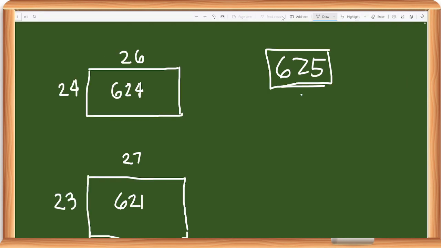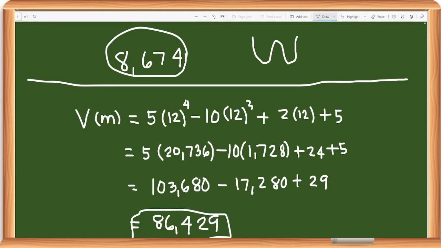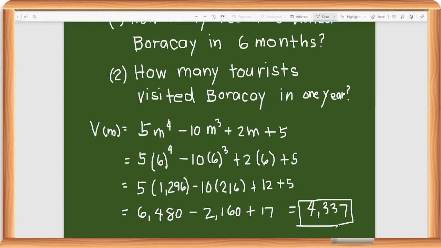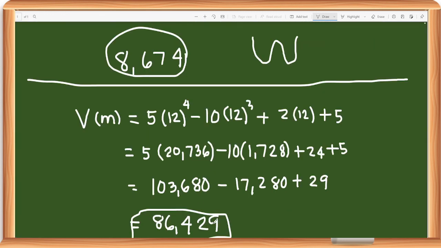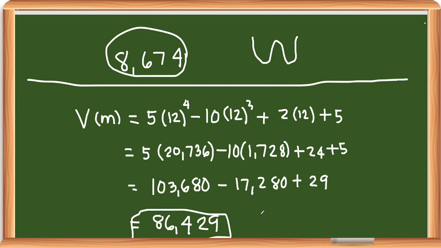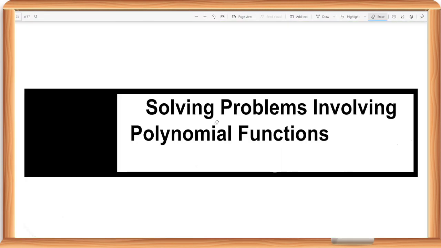The in 6 months is different. In 6 months, it is 4,337. But in a year, it is actually 86,429. Okay, so I hope this video helped on how to solve problems involving polynomial functions. Okay?